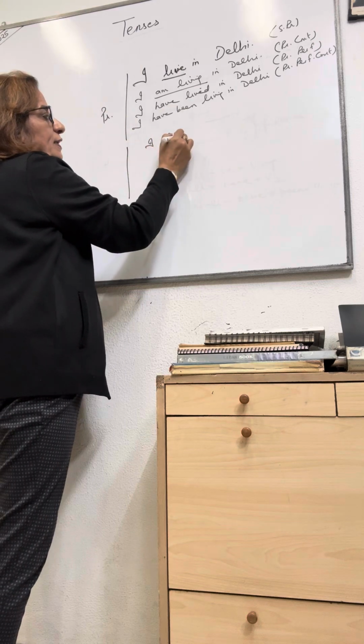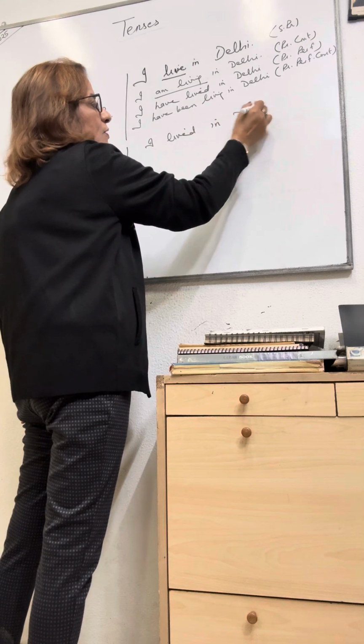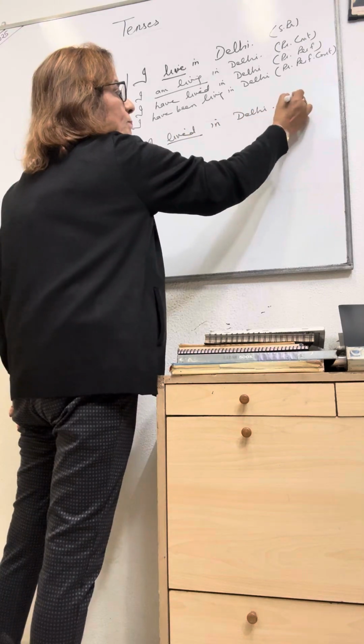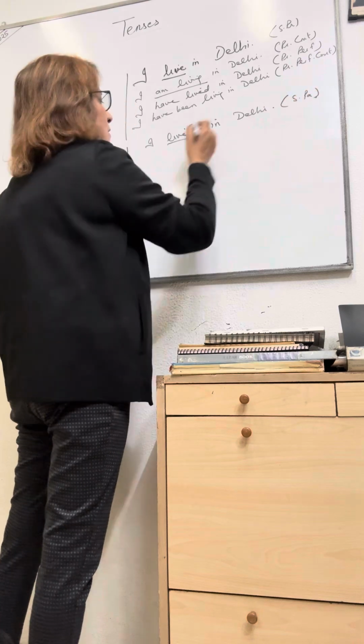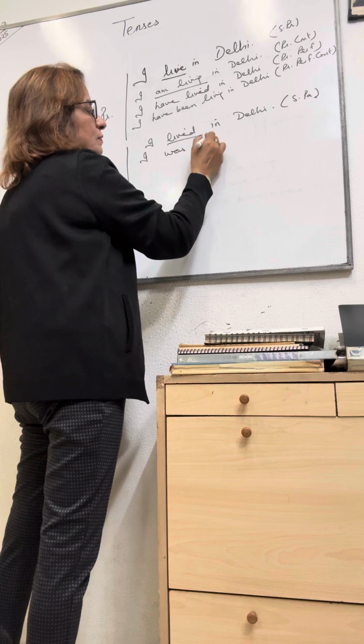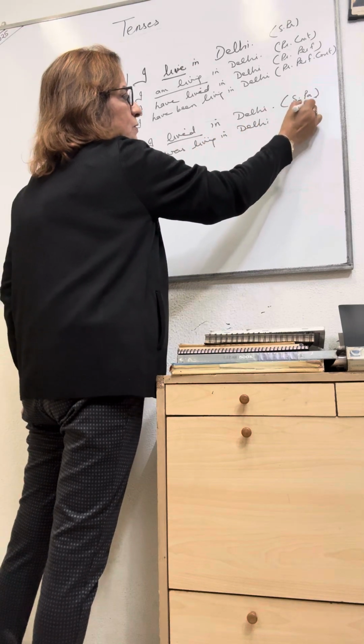I lived in Delhi. Now here live has become lived. So it is a verb in the second form. So it is simple past. I was living in Delhi. It has become past continuous.